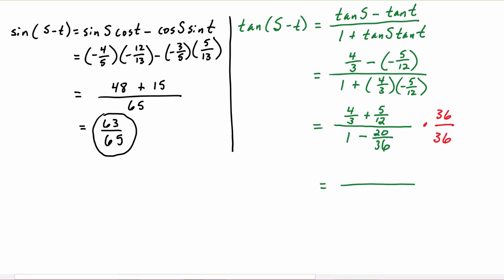Let's look at the numerator. We have to distribute that 36. When we take 36 times 4/3, the 3 in the denominator will cancel with the 36 to become a 12. 12 times 4 is 48, plus 36 times 5 over 12. The 12 will cancel the 36 to become a 3. 3 times 5 is 15.